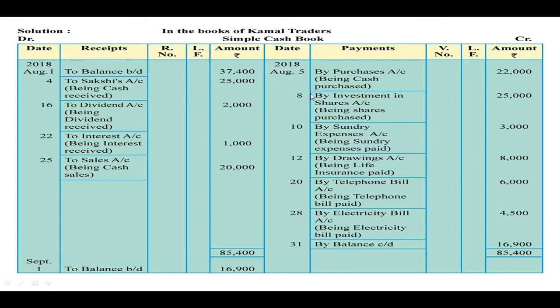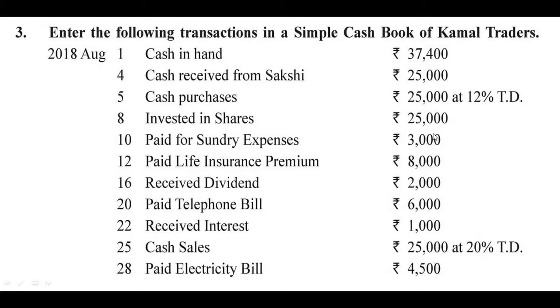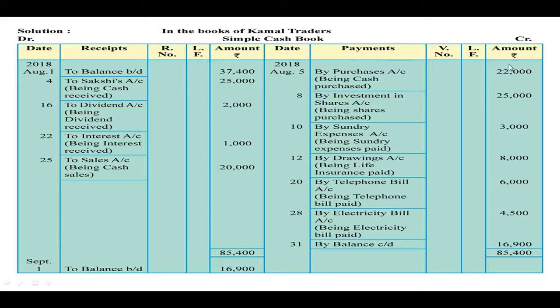It means as per the question, 12% trade discount comes to rupees 3,000, which is to be subtracted from this 25,000, and the remaining amount 22,000 will be recorded in the amount column. So by purchases account, being cash purchases, that is the printing error.